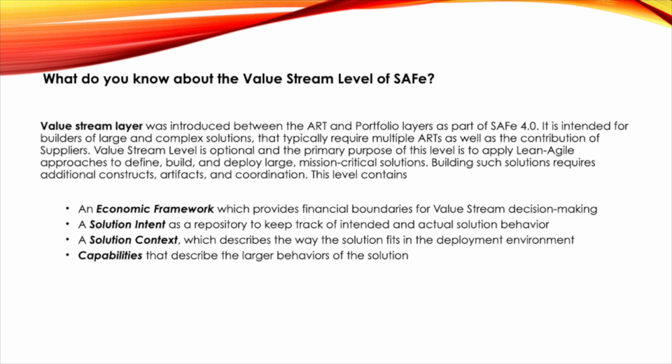What do you know about the value stream level of SAFe? Value stream layer was introduced between the ART and portfolio layers as part of SAFe 4.0. It is intended for builders of large and complex solutions, that typically require multiple ARTs as well as the contribution of suppliers. Value stream level is optional and the primary purpose of this level is to apply lean agile approaches to define, build, and deploy large, mission-critical solutions.